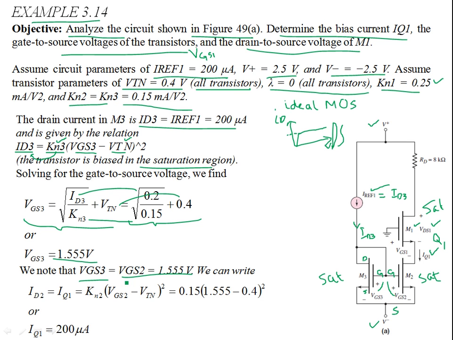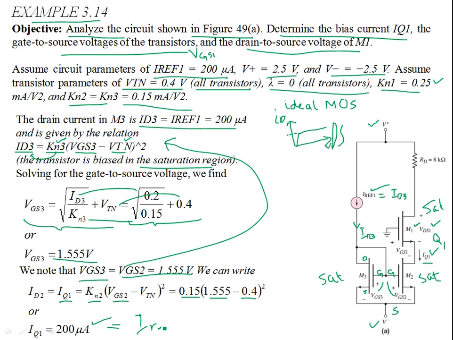From VGS2, you can again use the same saturation region IV characteristics. Instead of VGS3, you plug in VGS2, use Kn2, and find what the drain current is. That is your IQ1 as well; the drain current over here is IQ1. If you substitute this value of 1.55 volts, the threshold is still 0.4, and Kn2 is given as 0.15, you find IQ1 as 200 microamps, which is the same as IREF1.